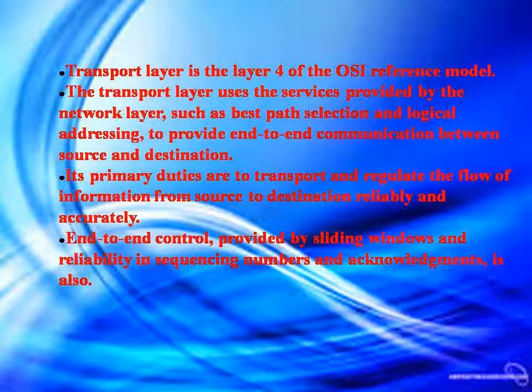Transport layer. Transport layer is the layer 4 of the OSI reference model. The transport layer uses the services provided by the network layer, such as best path selection and logical addressing, to provide end-to-end communication between source and destination. End-to-end control is provided by sliding windows, reliability and sequencing numbers, and acknowledgement.